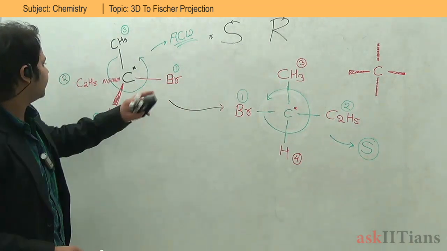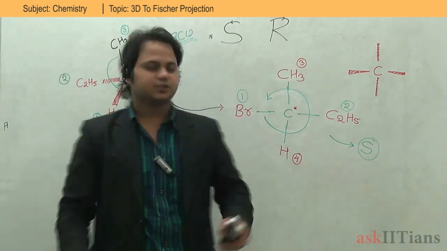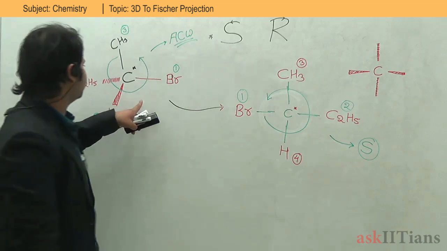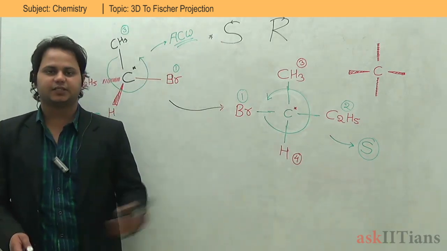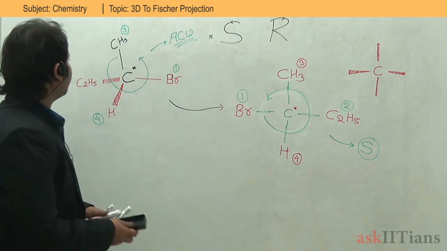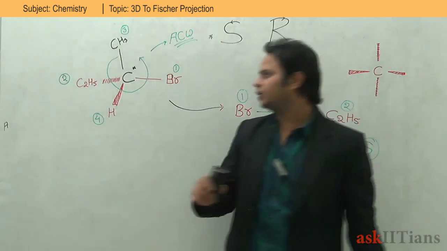So now you can say that my 3D structure and my Fischer projection give me the same configuration. So this is the correct representation for this 3D compound. This is the perfect Fischer projection for this 3D compound. Now you understood, you need to take care of only one thing.